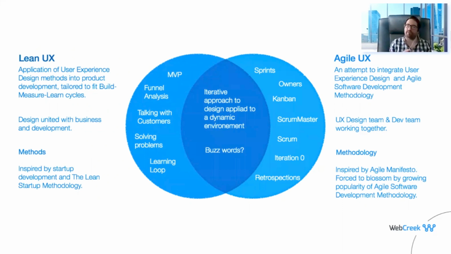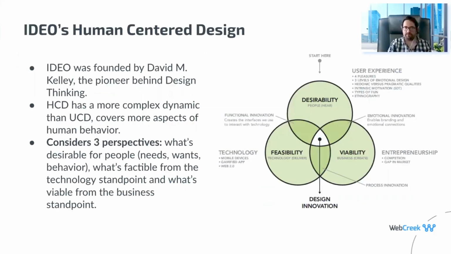And we have a couple of techniques and roles, such as the Scrum process and the Scrum Master for Agile UX. But on the side of Lean, we have design analysts and designers talking to customers, solving specific problems and things like that, right? But they're both user-centered design approaches.